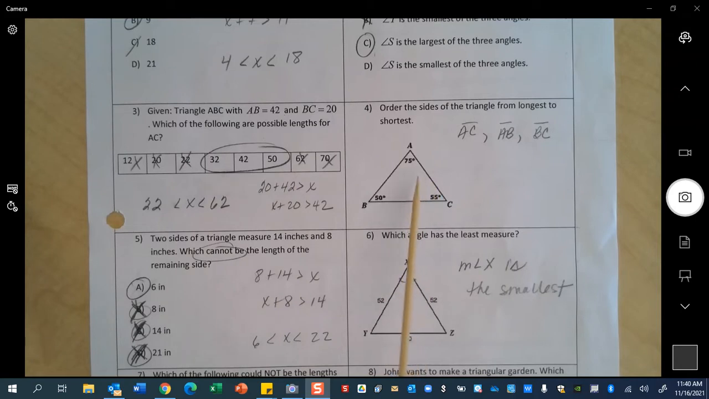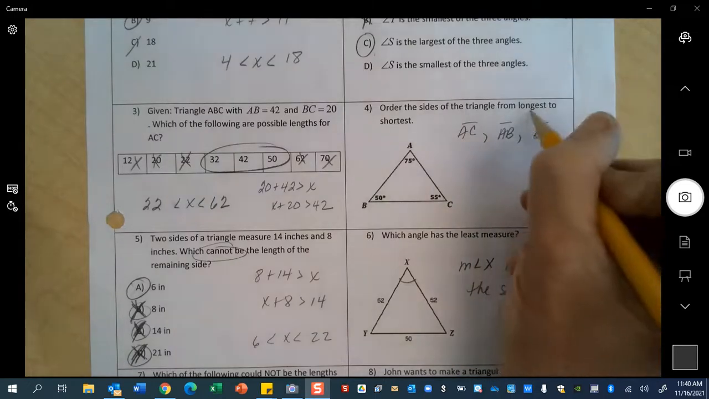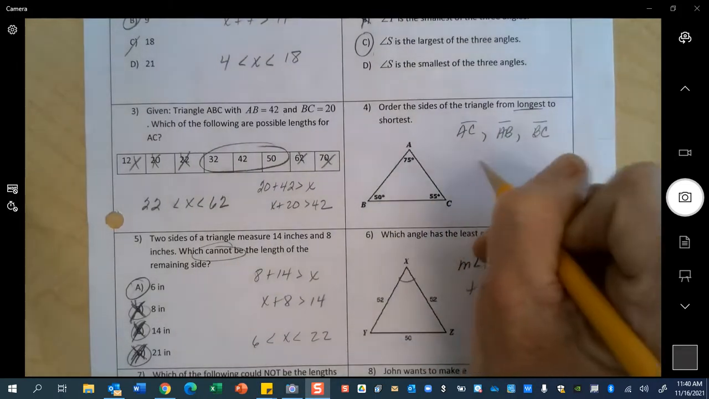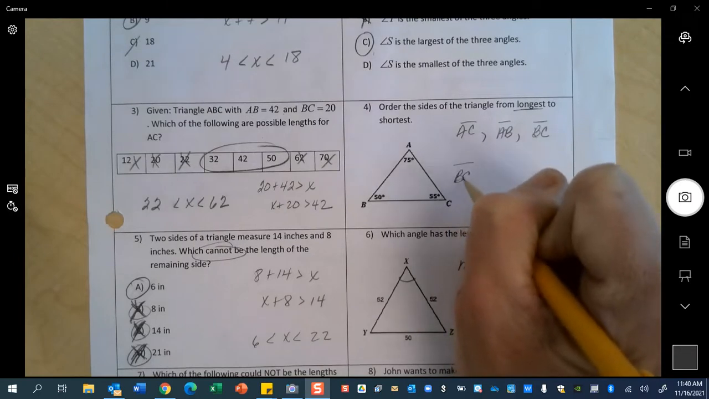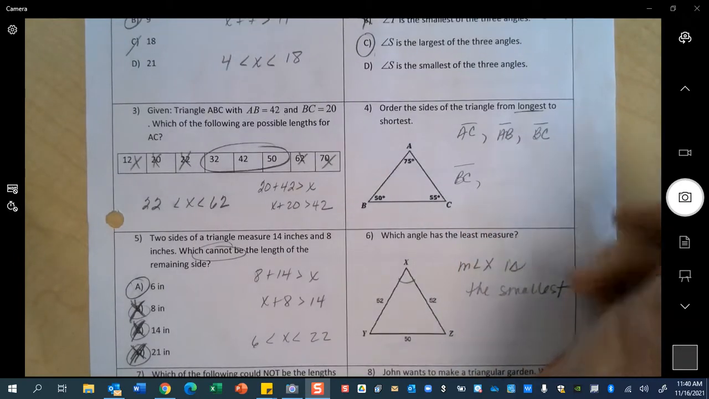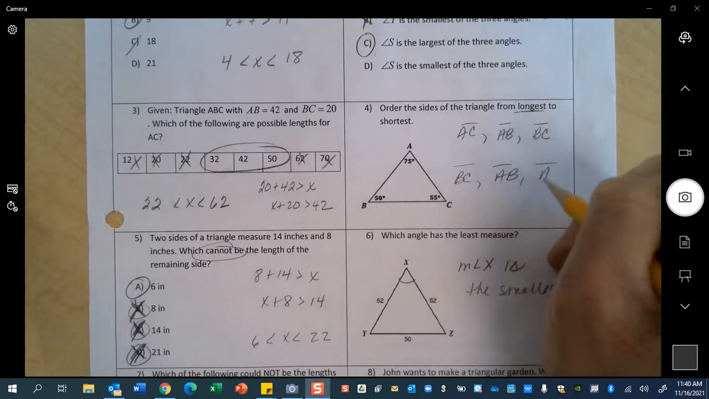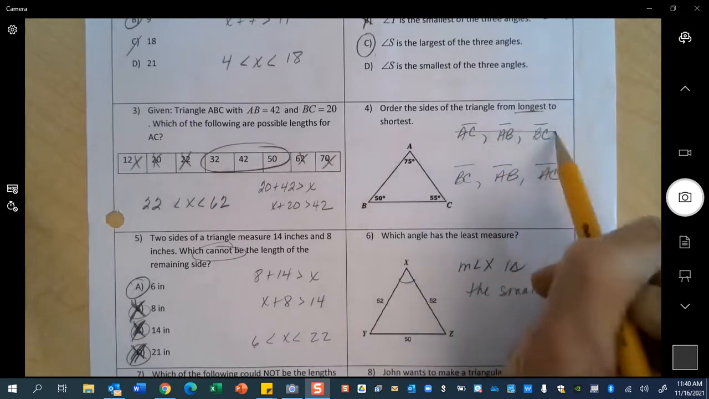Number 4, when I order the sides, longest to shortest. Oh, I did it backwards, didn't I? Because it says longest to shortest. So my BC has to be my longest. And then next comes AB. And then next comes AC. Olivia, you saw that, didn't you? Go put Smarty up.